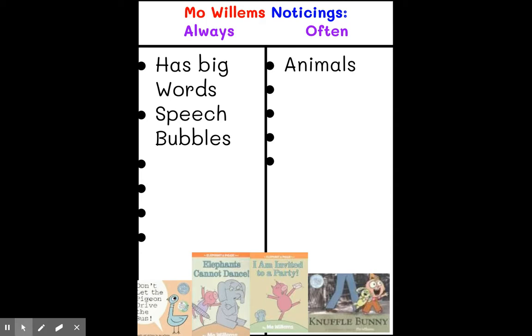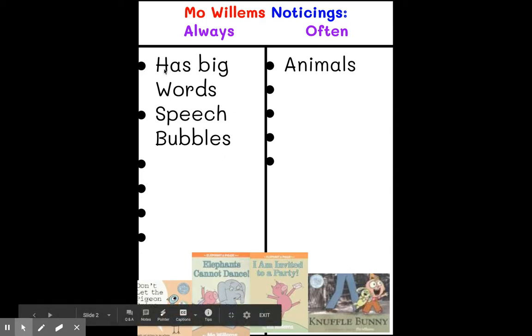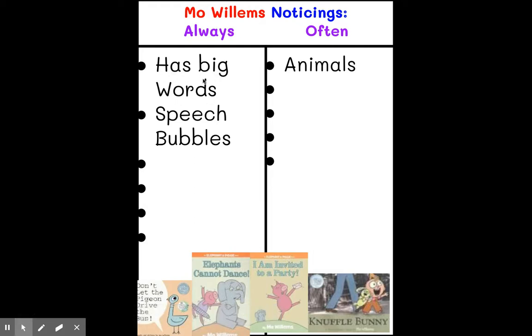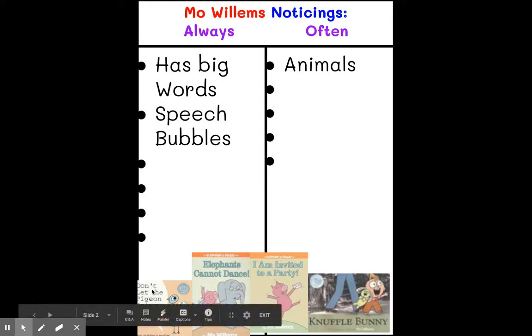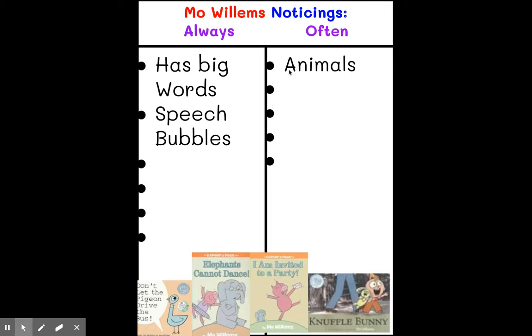I have some ideas. Mo Willems' books always have big words. Most of the ones we read this week have big words. He also has a lot of speech bubbles. Just like Don't Let the Pigeon Ride the Bus, I see the speech bubble there. That's in a lot of his stories. Often, his books have animals in them. Always have big words and speech bubbles. They sometimes or often have only animals in them.